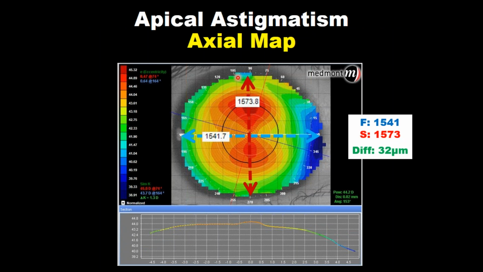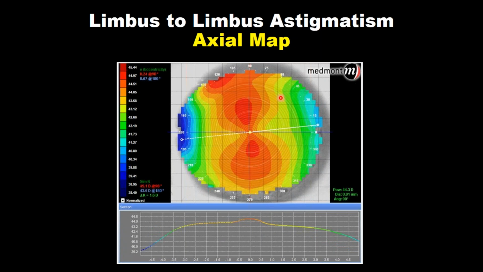If we back up, you can see with your apical astigmatism a very confined figure 8 in the center and almost 360 degrees of green all the way around. So the peripheral cornea is spherical. Whereas with the limbus to limbus astigmatism, you see the green only on lateral sides. It doesn't form a spherical shape in the periphery all the way around. This peripheral cornea is astigmatic.